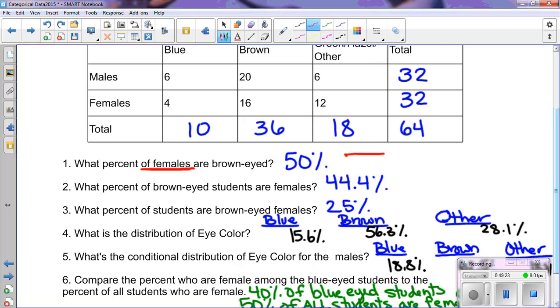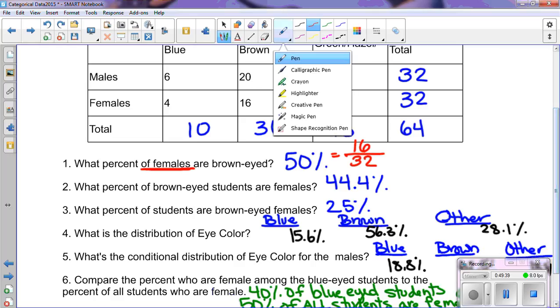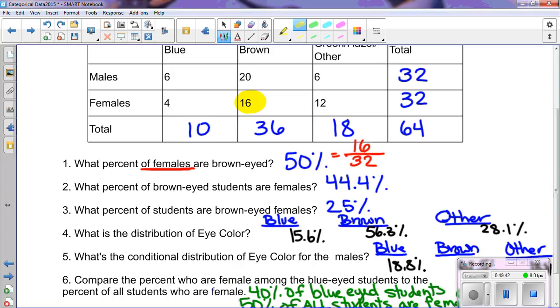So what percent of the females, so we're going to look at the total of our females, which is 32, and we want in that female row, how many of them had brown eyes? That's 16 out of 32. Okay? So in other words, we were looking at 16 brown-eyed females divided by the total number of females. Any questions of where those numbers came from? Okay? So second question, what percent of brown-eyed students, so now what am I dividing by?